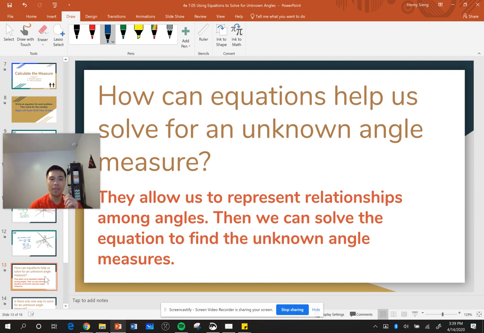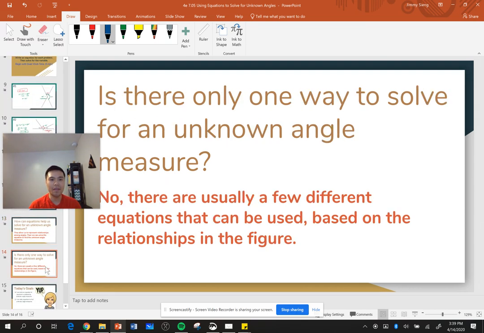So just reviewing from the lesson, how can equations help us solve for an angle measure? It allows us to represent relationships among angles. So again, that vertical angle that relates to each other, or the supplementary or complementary, right? Once we do that, we can create an equation and then solve for it.